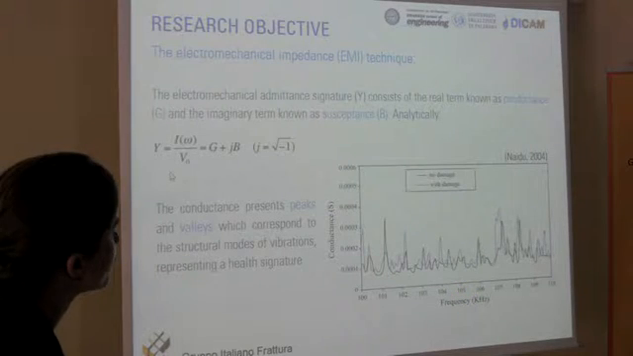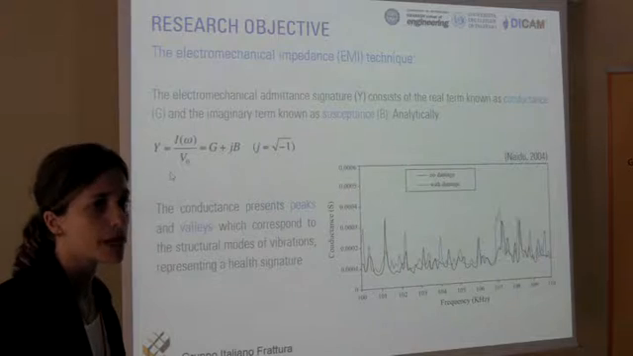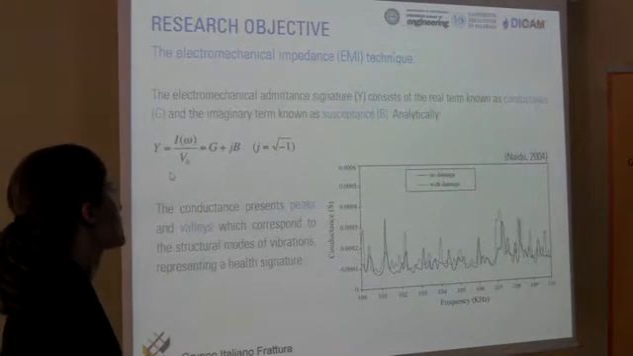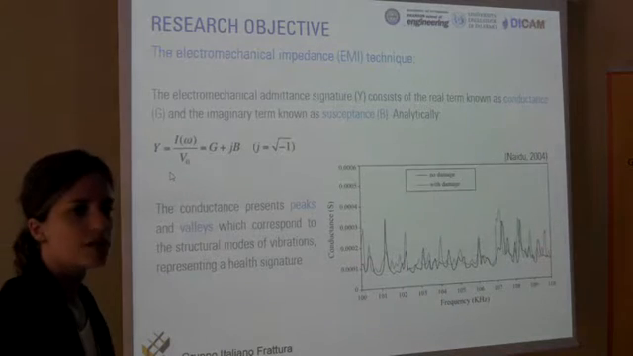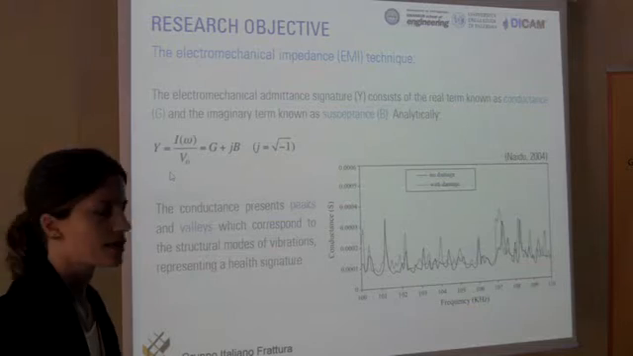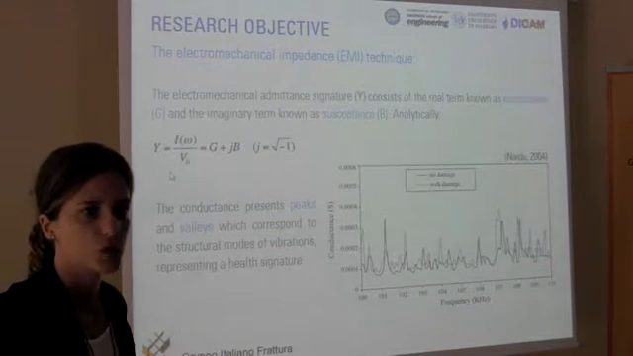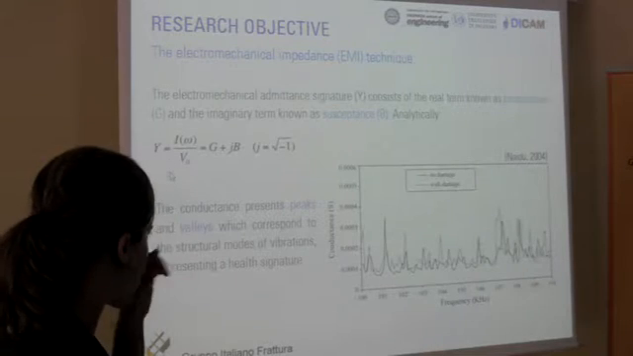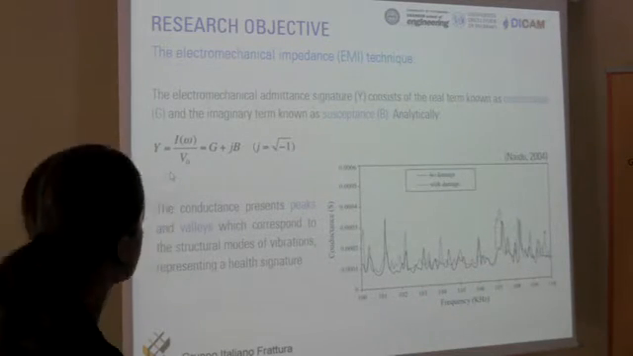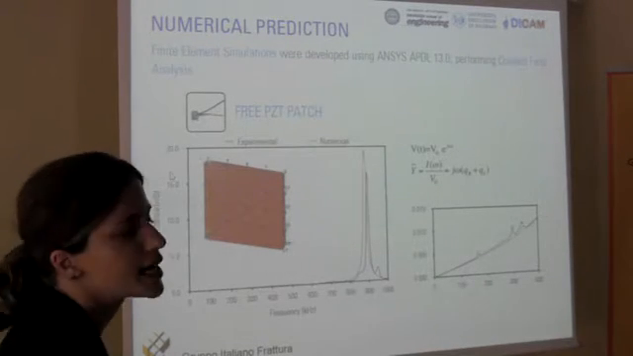As you can see in this plot, this is the conductance signature as a function of the actuation frequency for a piezoelectric transducer bonded to a thin aluminum beam. The solid and the dashed lines represent the undamaged and damaged case, when a hole was created in the beam. So we can see that the conductance is sensitive to the change in the structure. These peaks and valleys actually correspond to the structural modes of vibration of the structure. So let's move on to our numerical study.